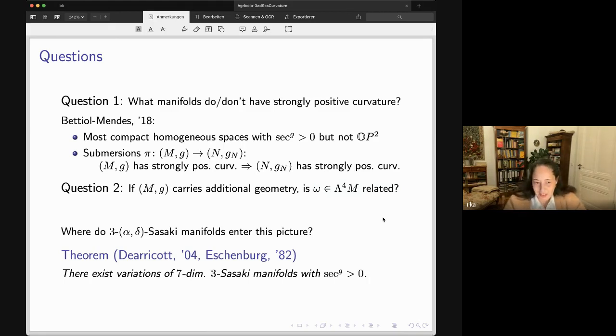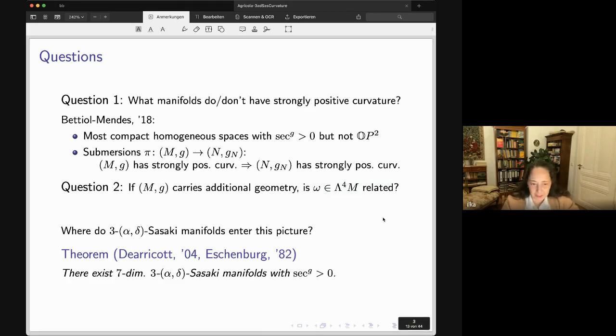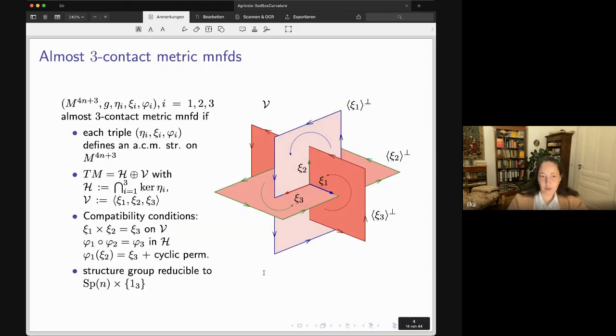So we knew that we're looking at this huge class of 3-alpha-delta Sasaki manifolds. We still don't know, but we do know that in this huge class, there are some examples of positive sectional curvature. So it's not totally stupid to think that there should be more, because actually these variations are 7-dimensional 3-alpha-delta Sasaki manifolds. Okay, so let me tell you what 3-alpha-delta Sasaki manifolds are.